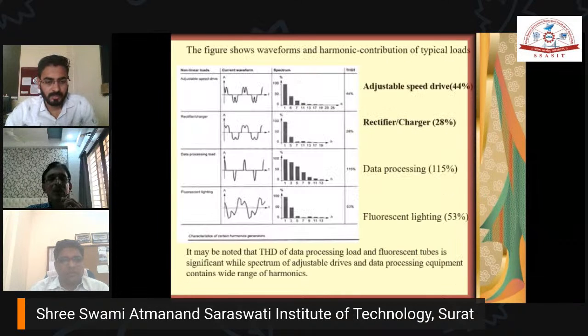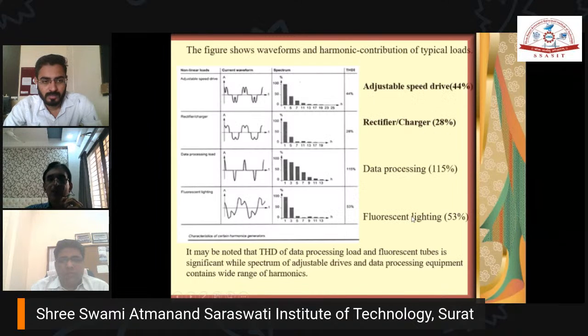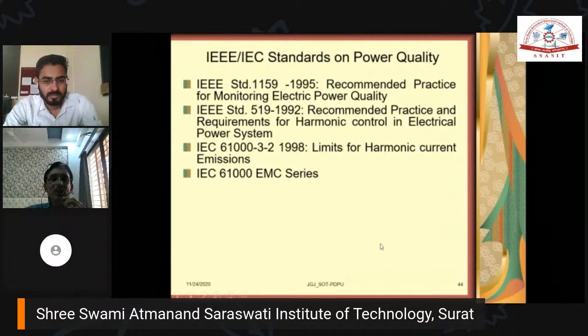Now, you can see the various waveforms and the harmonic contributors of typical loads. This would be the waveform of an adjustable speed drive, and the total harmonic distortion may be 44%. Then the rectifier or charger, data processing load, and fluorescent lighting. So these are the various contributors to harmonic distortion. Now these are the IEC and IEEE standards on power quality.